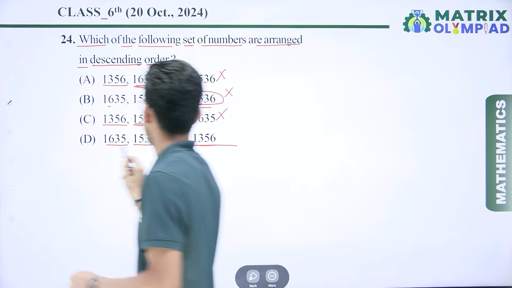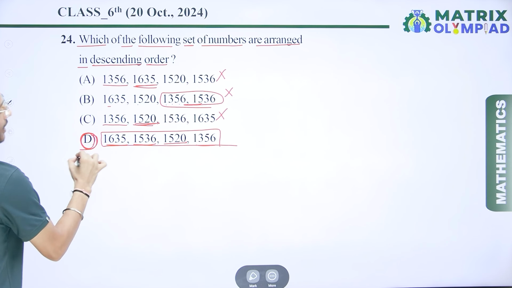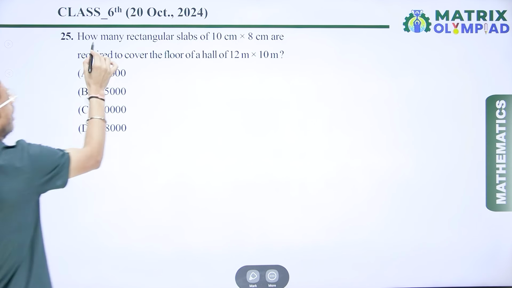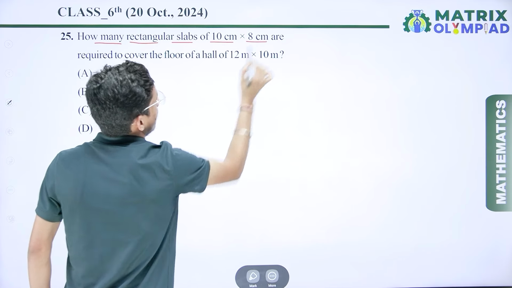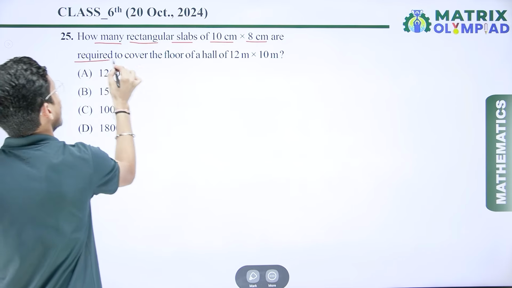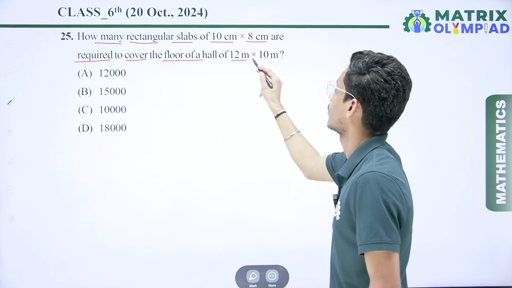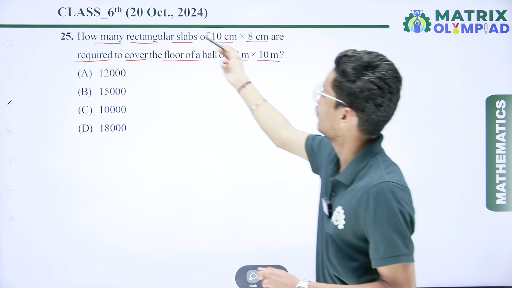So here option D is in proper descending order. So I can say that option D is the correct answer. Now the next question: how many rectangular slabs of 10 centimeter multiplied by 8 centimeter are required to cover the floor of a hall of 12 meter multiplied by 10 meter? So here we have to find the number of slabs.